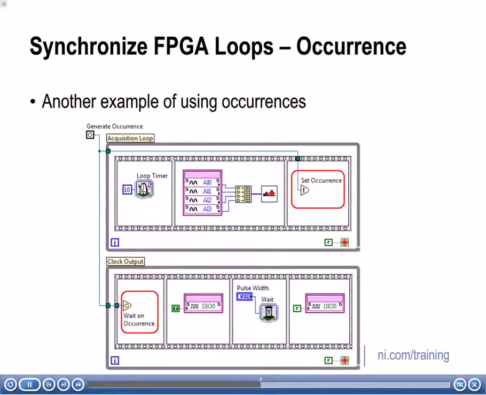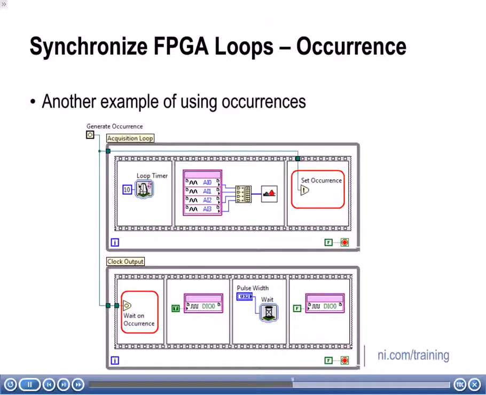On this slide we see another example of using occurrences. Let's take a look at some actual code. Again, we're going to first do a generate occurrence, and we're going to pass that reference into both of these loops. The top loop is executing with a period of 10 on that loop timer. Inside the code, we're acquiring from some analog inputs and doing some processing on that. Every single time that the analog input processing is finished, it'll immediately set that occurrence.